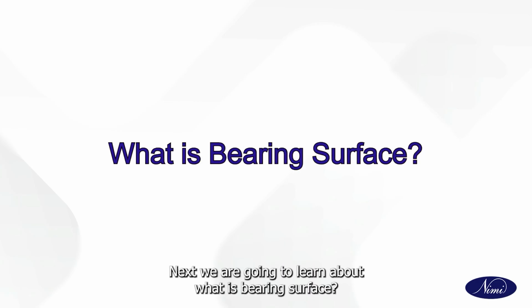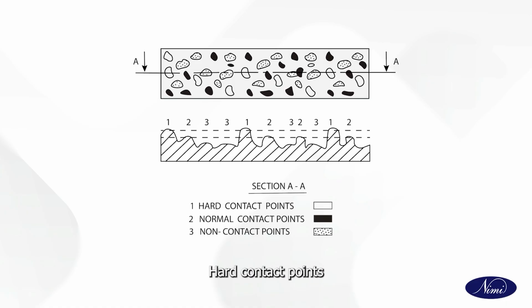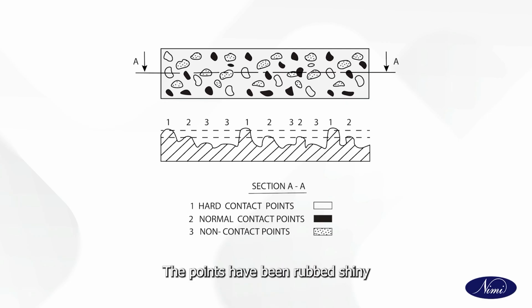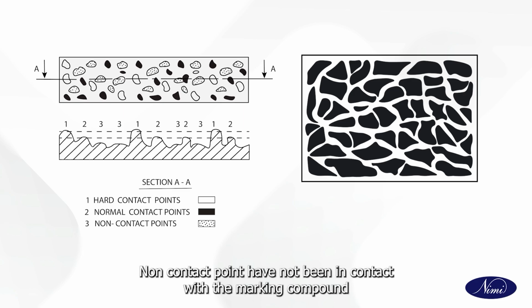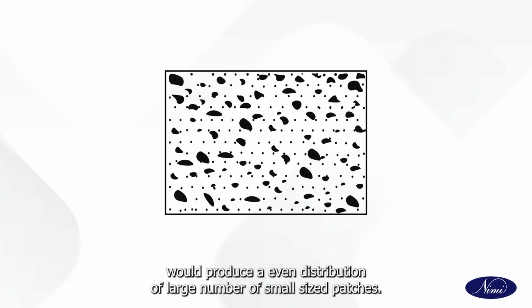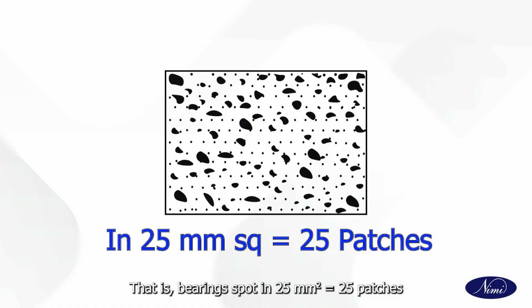Next we are going to learn about what a bearing surface is. There are 3 types of bearing contact obtained, as shown in the figure. Hard contact points: metals in contact with the surface plate; the points have been rubbed shiny. Normal contact points: metals in contact with the marking compound and colored by it. Non-contact points have not been in contact with the marking compound. Further testing and scraping would produce an even distribution of a large number of small-sized patches, that is the bearing spot. In 25 square millimeters, there should be 25 patches.